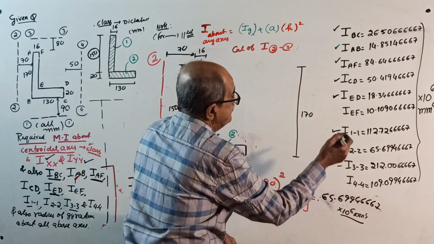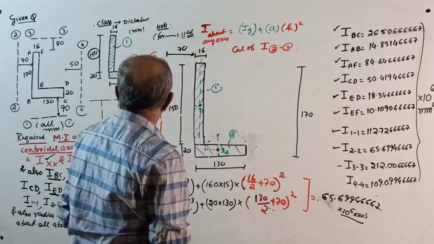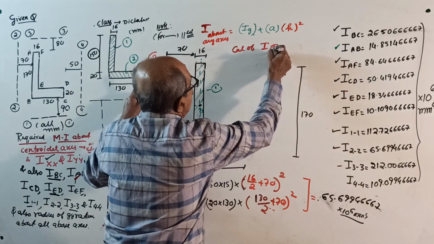65.69946667 × 10^6. See, this also tallied. This also tallied. Okay, now, lastly, calculation of I 4, 4.